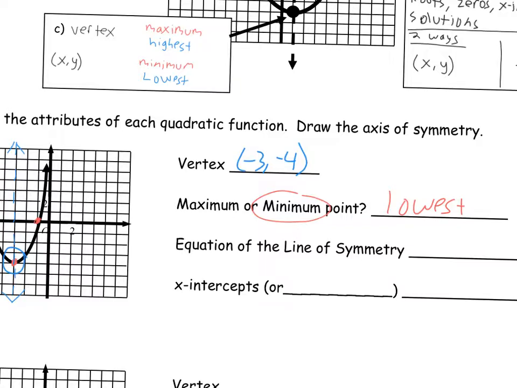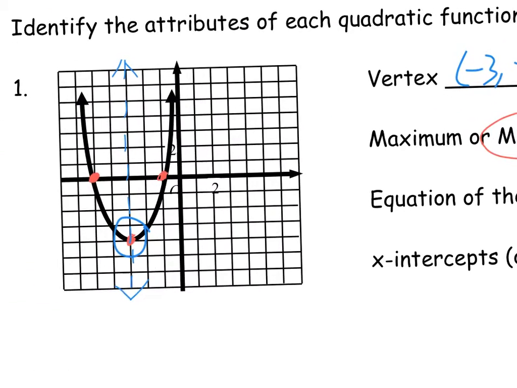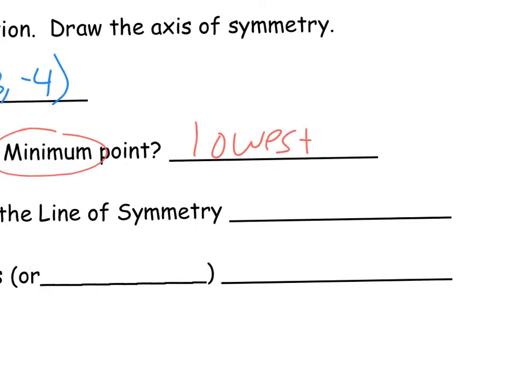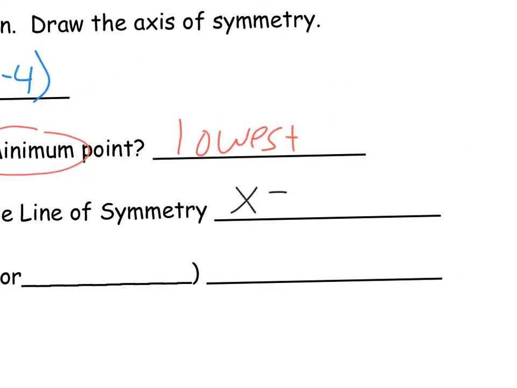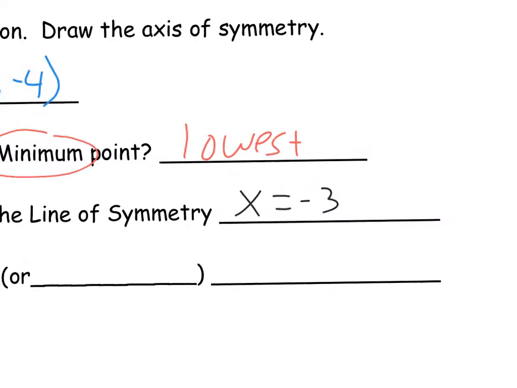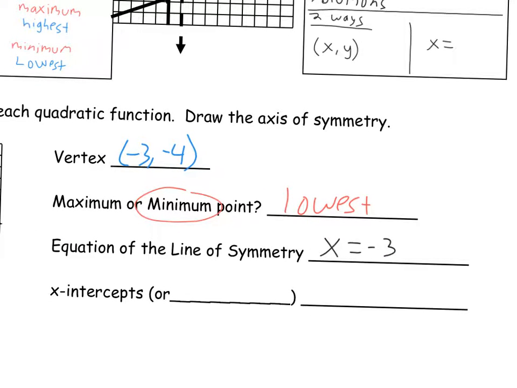All right, equation of the line of symmetry. That's going to be where the vertex is, but it's going to be an x equals. So where does this dashed line cross the x-axis? Negative 3, very good. So what that's going to look like is x equals negative 3. Do you see how the vertex x coordinate is the same thing as the x equals on the line of symmetry? Those are always going to be the same, okay? As long as you label a vertex right, you should be able to find your line of symmetry without even looking at a graph, okay?